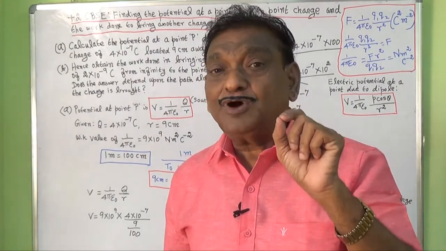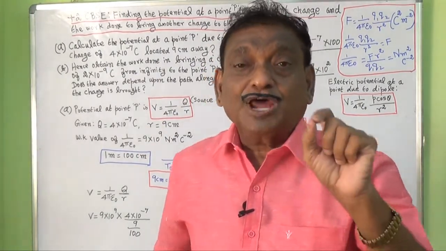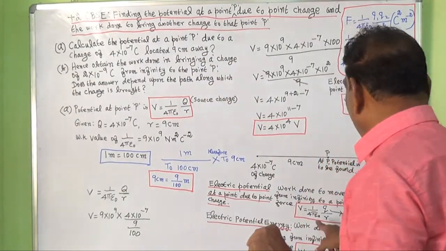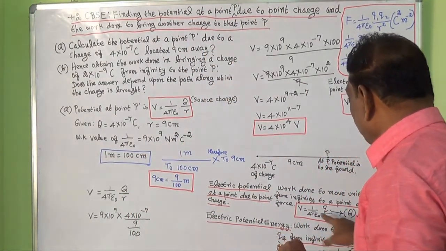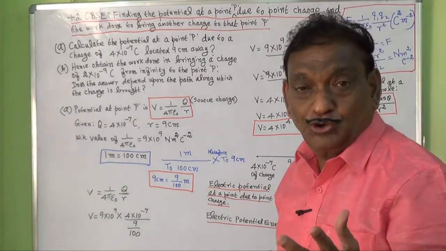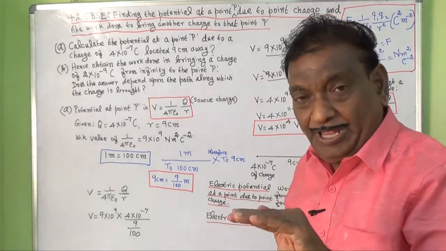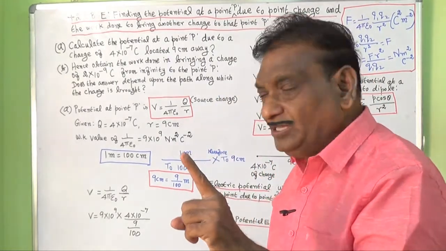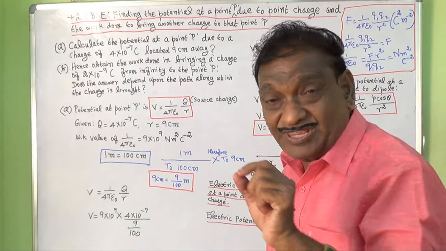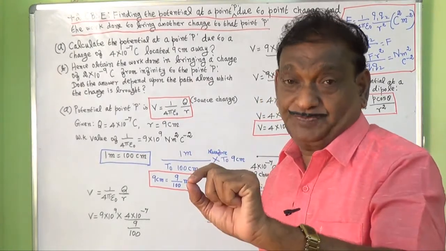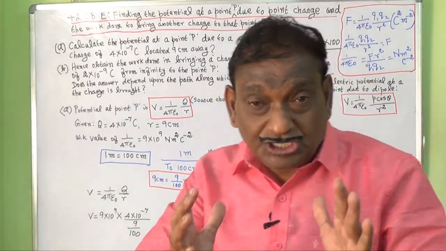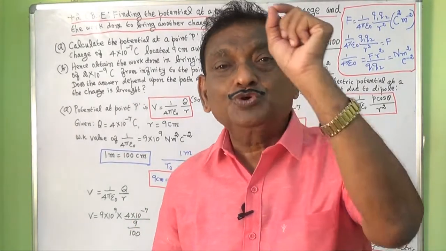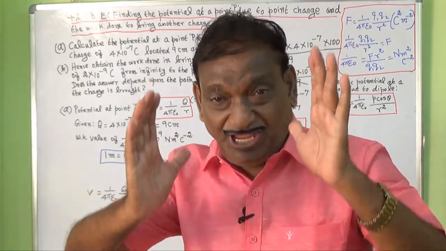What is the formula for electric potential? The formula for the electric potential is 1 by 4 pi epsilon naught Q by R. We can write small q or capital Q. The capital Q or the small q at this place represents the source charge. What is source charge? The source charge is the one which produces the electric field.